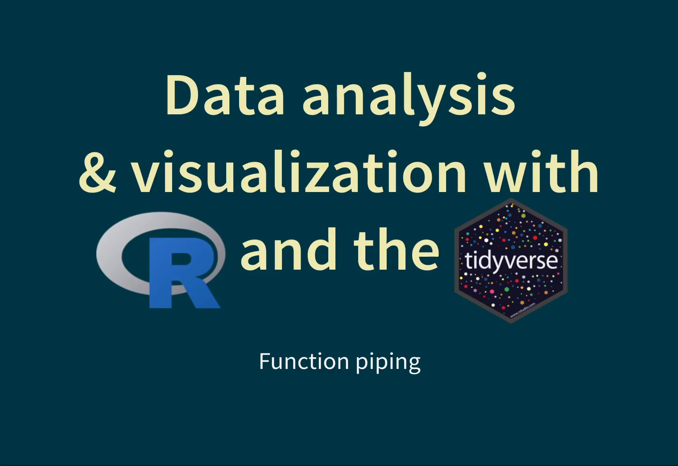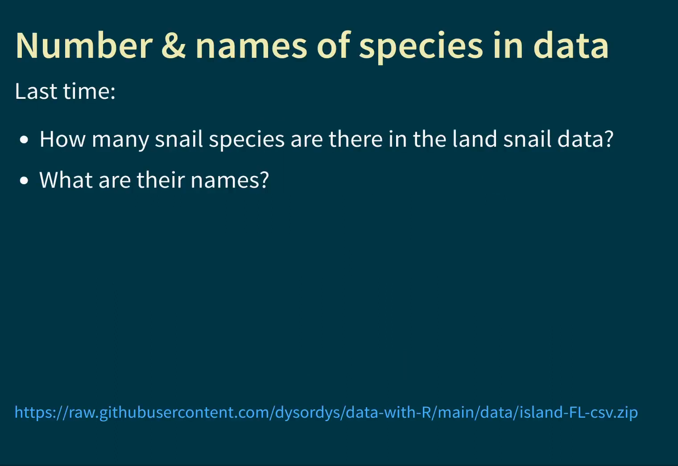In this lesson, we're going to be taking a look at the deceptively simple looking yet very powerful and very important concept of function pipes. So, to set the stage, let us review the problem that we talked about in the last lesson. Namely, we took the Galapagos land snail data and asked the question how many distinct species there are in that dataset, and we also wanted to know their names.